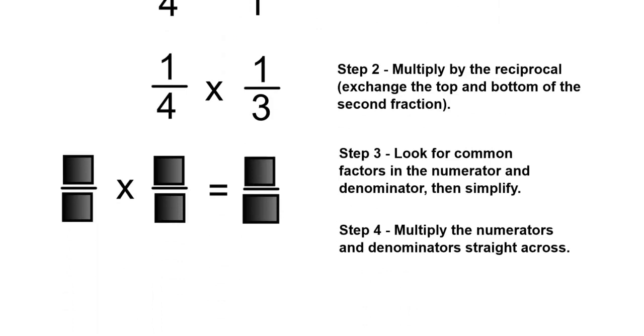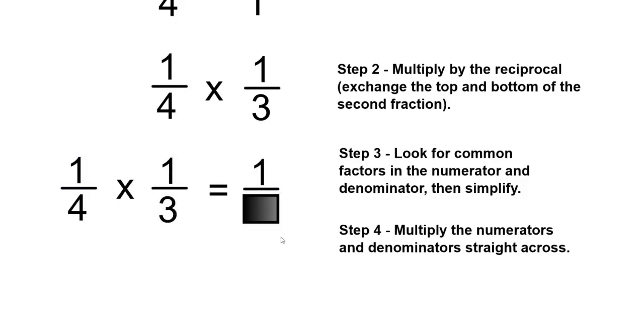Step 3, look for common factors in the numerator and denominator, then simplify. There are no common factors. So step 4, multiply the numerators and denominators straight across. So 1 times 1 is 1, and 4 times 3 is 12. So our final answer will be 1 over 12.